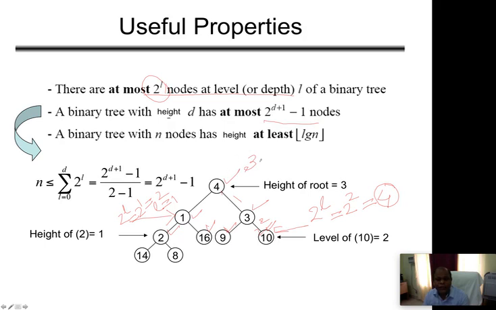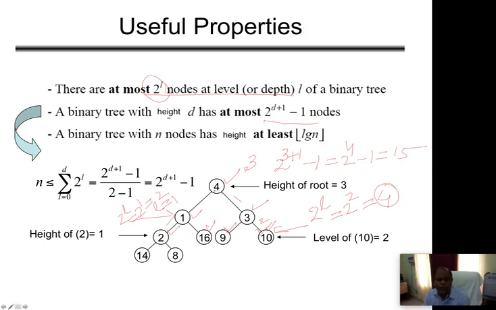In this binary tree, how many nodes will be there? 2 to the power 3 plus 1 minus 1. That is 2 to the power 4 minus 1. 2 to the power 4 means 2 into 2 is 4, 4 into 4 is 16, 16 minus 1. That means 15 nodes. At most 15 nodes will be there.